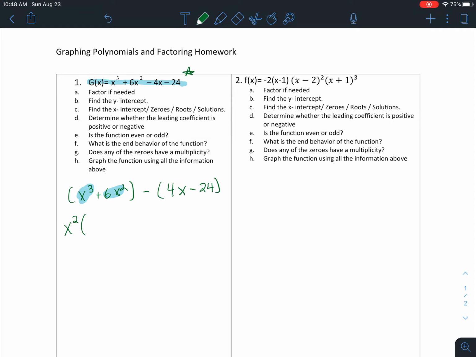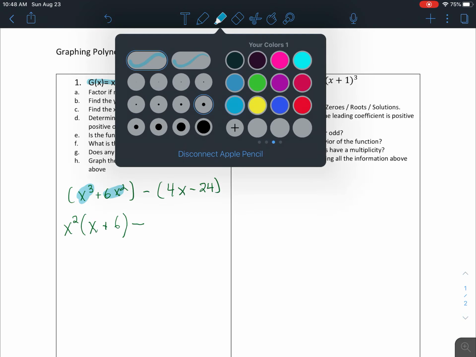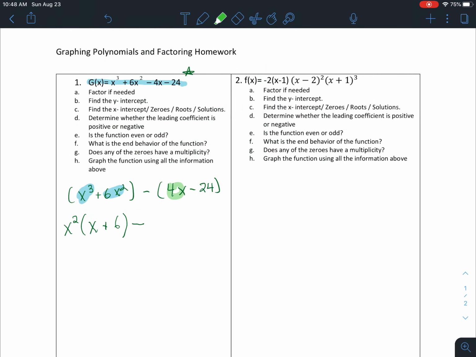And the next question I'm going to ask myself is x squared times what would give me back x cubed? And I hope that you see that's an x. And x squared times what would give me 6x squared? I hope that you see that's a 6. And from there, I'm going to move on to copy my minus sign. And I am going to now look at these next 2 terms.